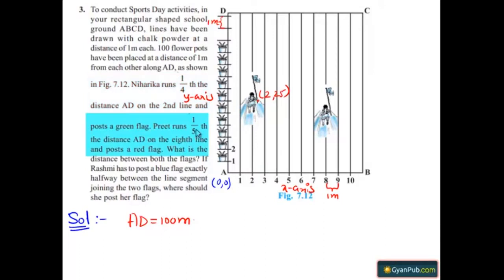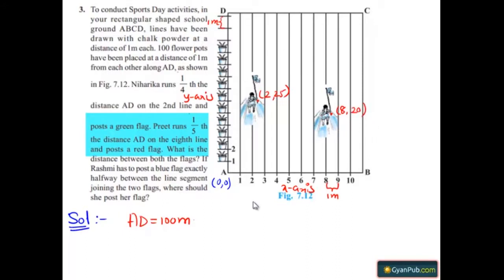Preet runs 1/5 the distance AD on the 8th line and posts a red flag. So the red flag is at a distance of 8 meters from the y-axis. That means its x-coordinate will be 8. Also, it is at a distance of AD by 5, that is 100 by 5, which is nothing but 20 meters from the x-axis. That means its y-coordinate will be 20.